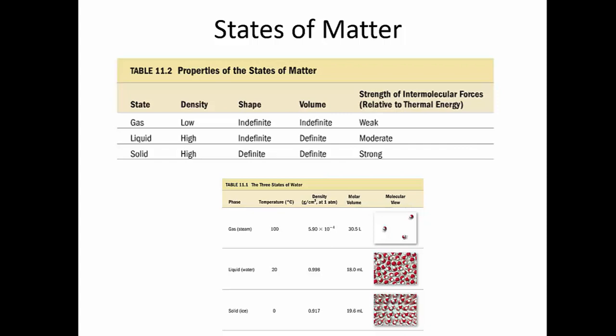The strength of intermolecular forces, if you're comparing samples that are at the same temperature, that's key to keep in mind. A substance that is a gas at room temperature, for example, would have weaker intermolecular forces than a substance that's a liquid at room temperature or a solid at room temperature.